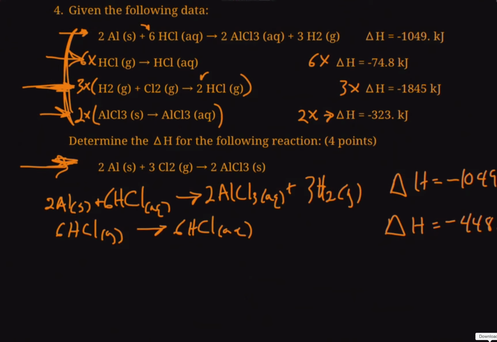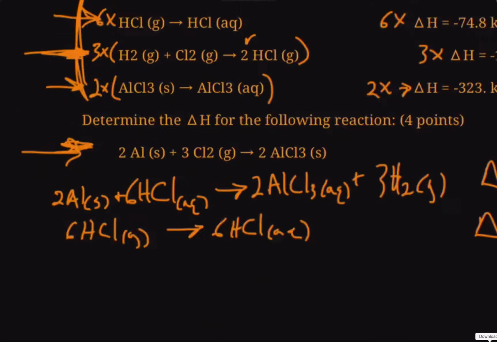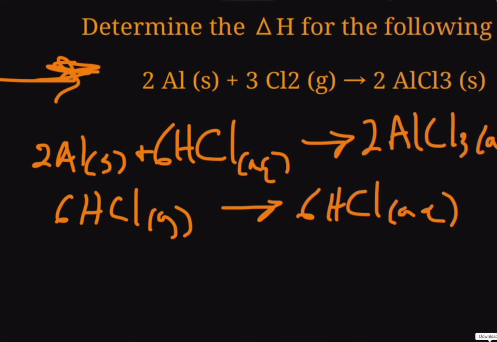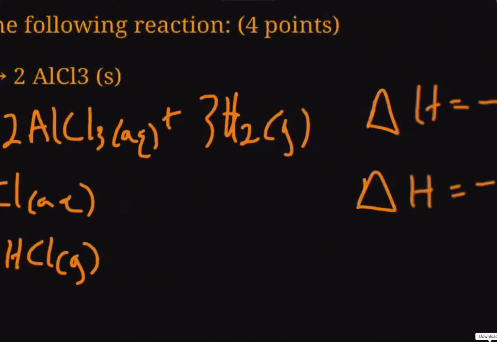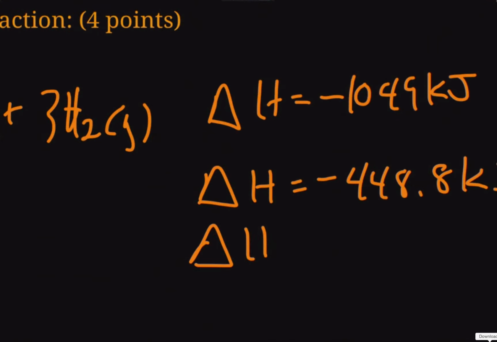The third equation, again, I'm not flipping it or anything, but I did multiply it by 3. So that gives me 3 hydrogen gas plus 3 chlorine gas produces 6 hydrogen chloride gas. Okay, and when I multiply that heat by 6, I get negative 5,535 kilojoules.